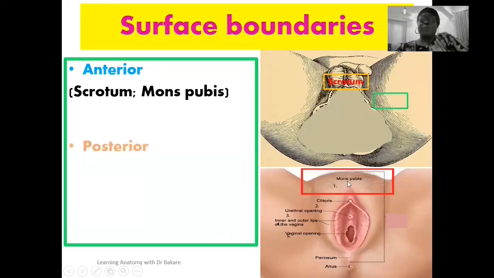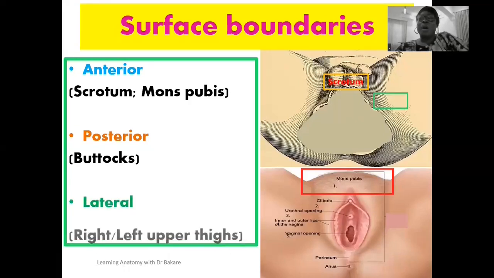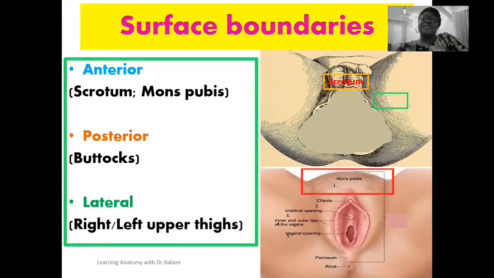If you go more posteriorly, the structure that you see is the buttocks. So behind here, you have the buttocks in male. Also in female, behind you have the buttocks. On the lateral side, you have the upper region of the right and the left thigh. If you look at this upper image here, where we have the male perineum, on this lateral side, we have the upper region of the thigh on the right side, and we have the upper region of the thigh on the left side, forming the lateral boundary of the perineum.